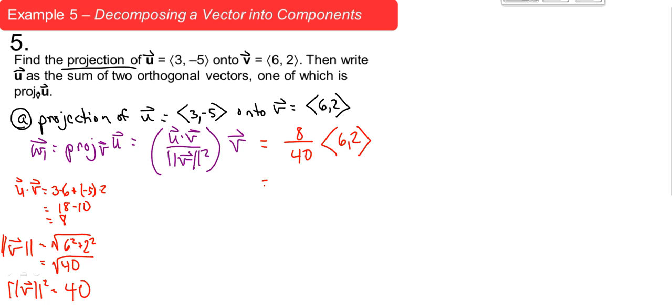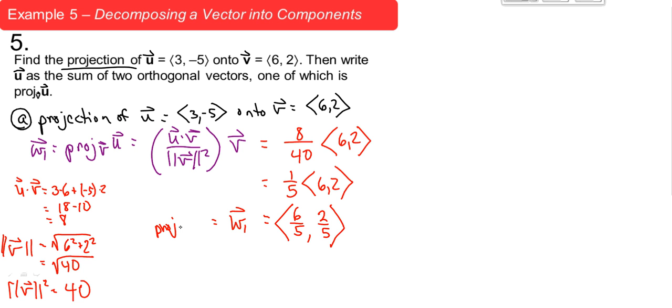And so 8 over 40 is 1/5 times that vector 6, 2. And so that is going to be 6/5, comma, 2/5, vector in component form. And that is two things. That is W1, and it is also the projection of u onto v. So that's part one or part A of this whole thing.